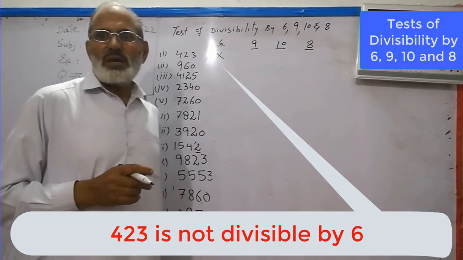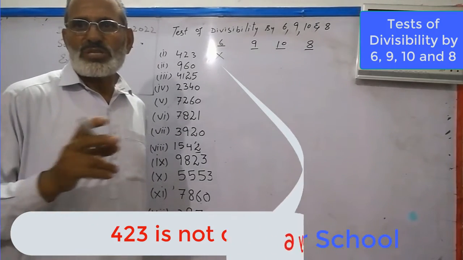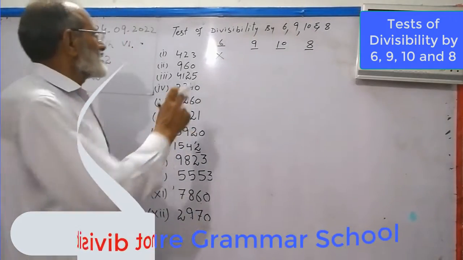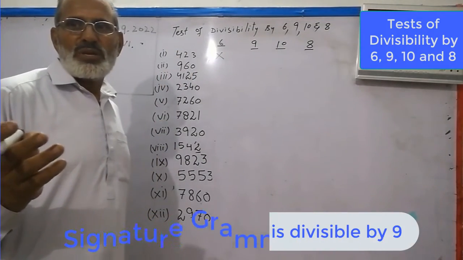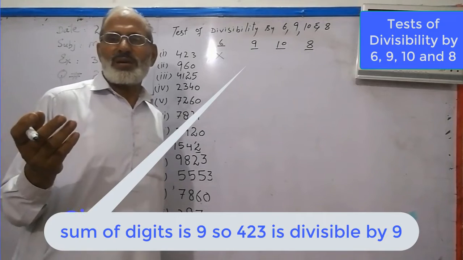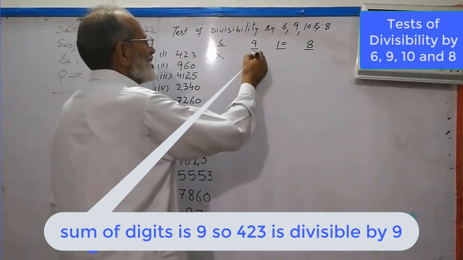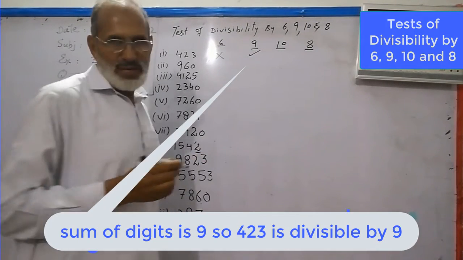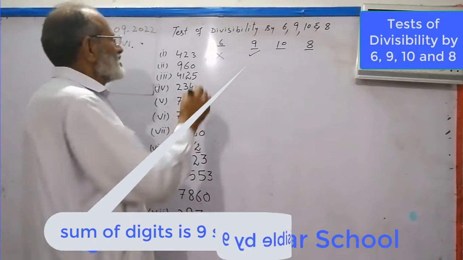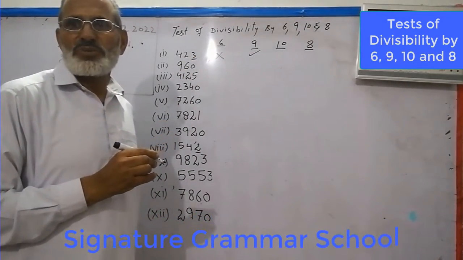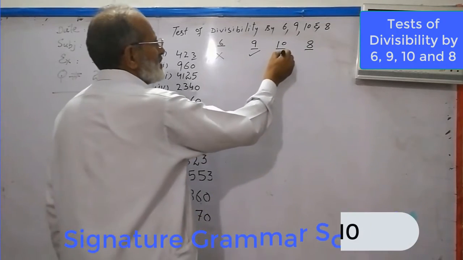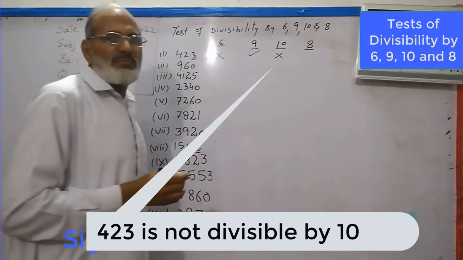For 9, I am taking the sum total of all digits present in the given value, that is 4 plus 2 comes 6, 6 plus 3, 9. And 9 comes in the table of 9. Therefore, this value is divisible by 9. For 10, here there should be 0 at the unit place, but here it's 3. Therefore, this value is not divisible by 10.